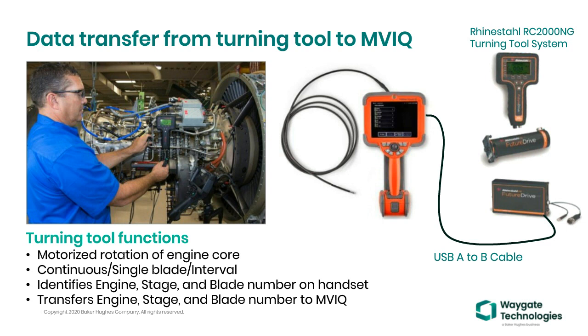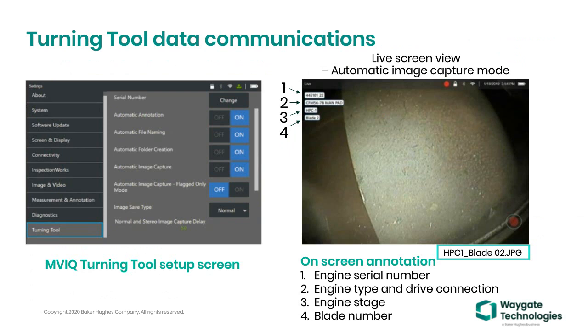The MVIQ can now communicate with a Reinstall RC2000NG turning tool system over a USB data link. On the left-hand side of this slide is a copy of the MVIQ's new setup menu, which shows the options available when a turning tool is connected to the MVIQ. Note that one of the operating modes of a turning tool is an automatic full 360-degree turn of the engine with a pause at each blade in order to perform a Borescope inspection.